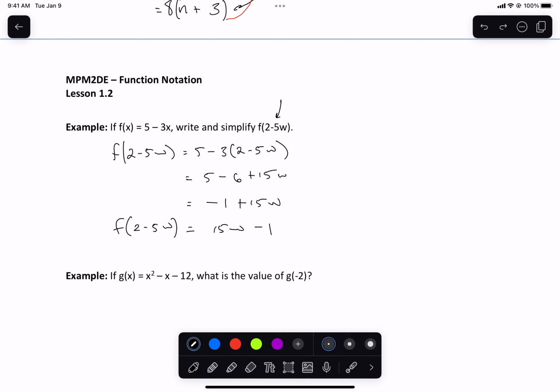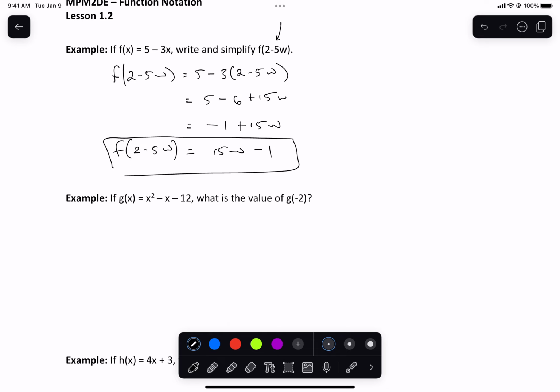I did that very fast and we didn't do any talking, so there you go. So in reference back to Safi's point, maybe, is it a point? They are points, but you could see how that might be a little difficult to write as a coordinate point. That's why function notation's nice, because we can write it. The value of the function when I substitute 2 minus 5w in is 15w minus 1.